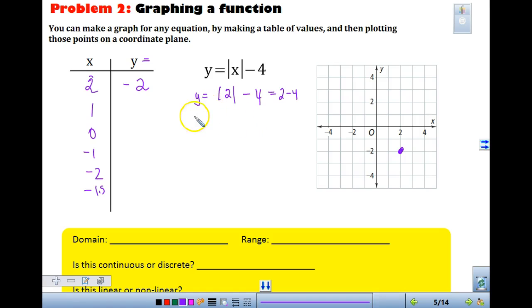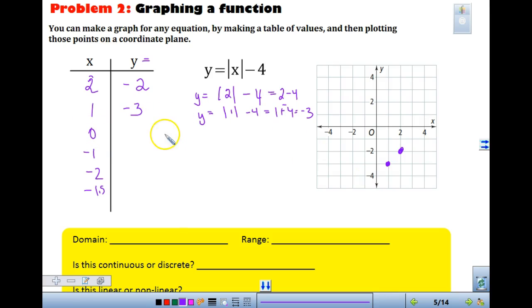Okay? You are now going to plug in 1. The absolute value of 1 minus 4. Well, the absolute value of 1 is 1. That's the distance from 0. 1 minus 4. And for some of you, if it helps you to write this as plus a negative, should be negative 3. Remember, subtraction is the same as adding the opposite. So we get negative 3. So we're going to go 1, negative 3. Okay, plot your point as you're putting these in.